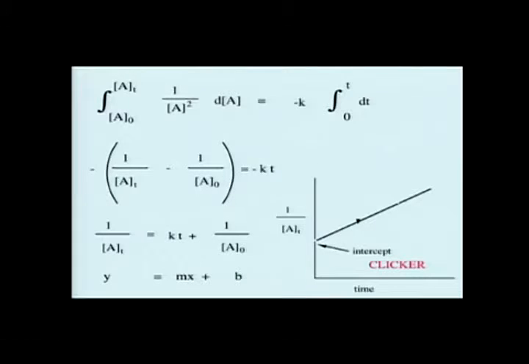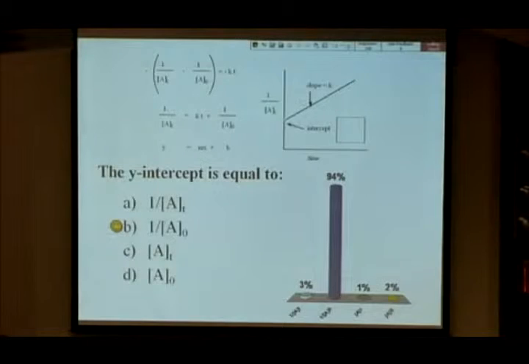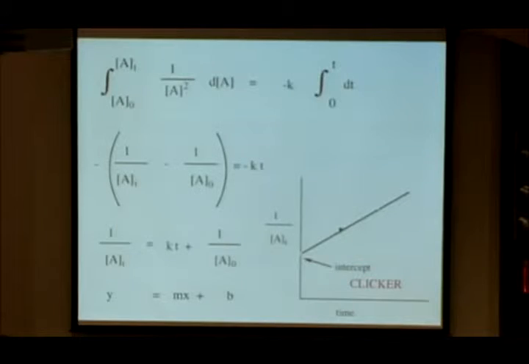OK, let's just take 10 more seconds. Yep. So all of you know how to analyze the equation for a straight line. So here we have 1 over the original concentration. And then our slope is equal to what here? K.